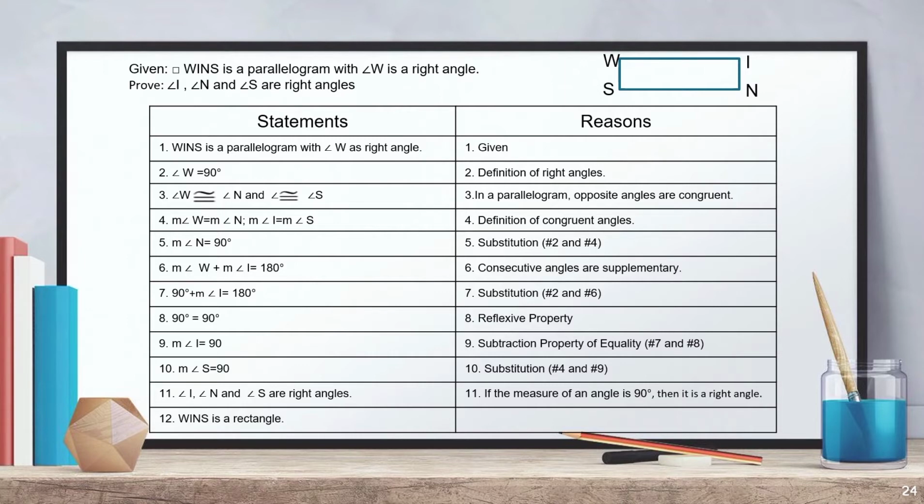Now lastly, we have statement number 12. Since we proved that angle I, angle N, and angle S are also right angles, therefore we can say that WINS is a rectangle. Reason, we have the definition of a rectangle. So we already proved theorem 1 on rectangle, that if one angle is a right angle, then the parallelogram is a rectangle.